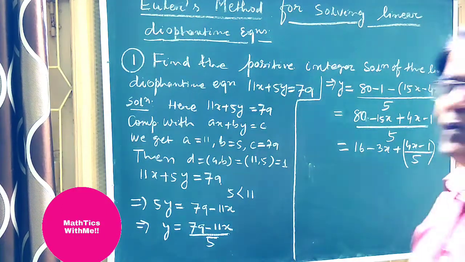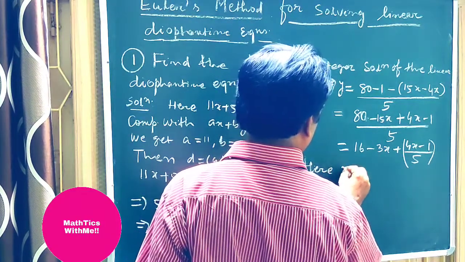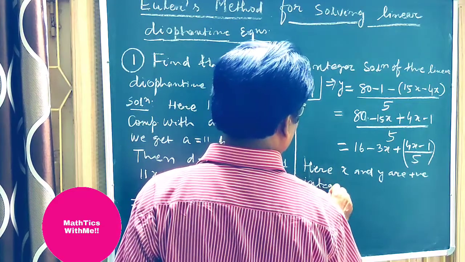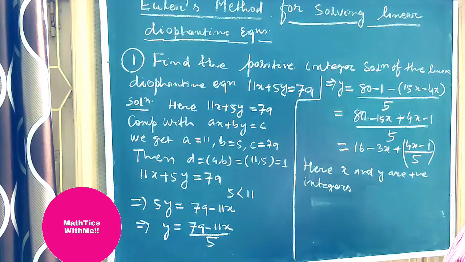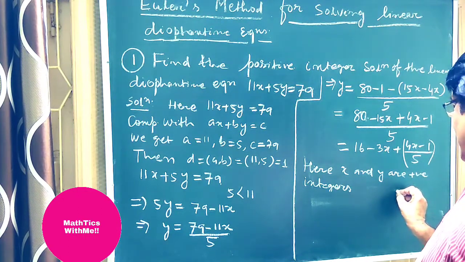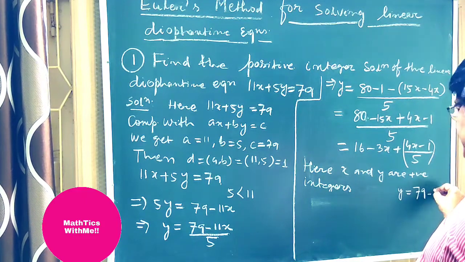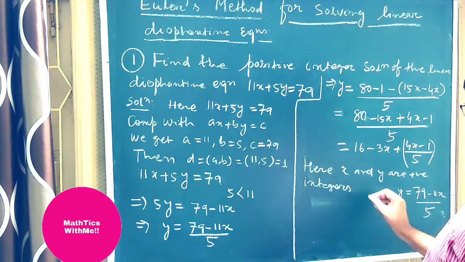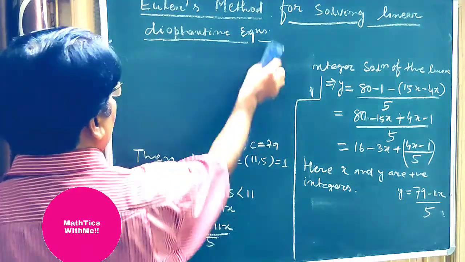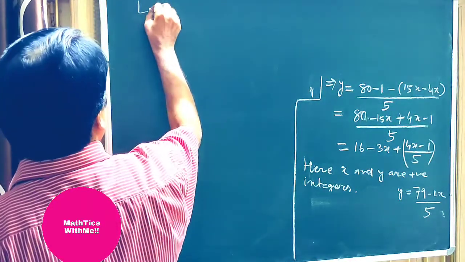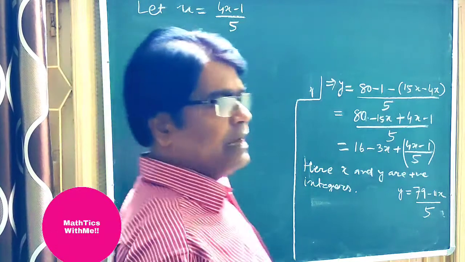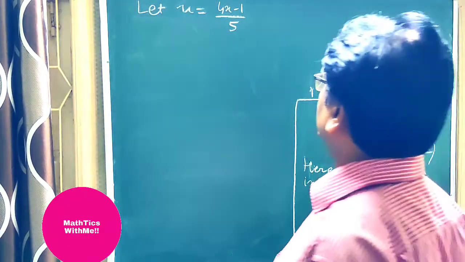Here x and y are positive integers. So we have y is equal to 79 minus 11x by 5. Let u is equal to 4x minus 1 by 5.